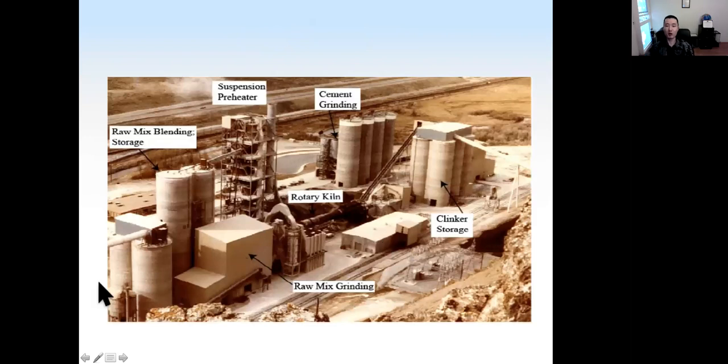Right, so here is the overview of the cement plant. As you can see, the raw materials are blended and stored. The raw material is ground, and here is the kiln, which slowly rotates. After we get the clinker at the lower end of the kiln, the clinker will be transported. This is clinker storage, and together with gypsum, we have the cement grinding. So this is the overview of a Portland cement plant.